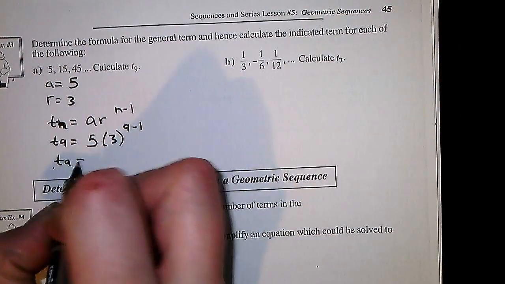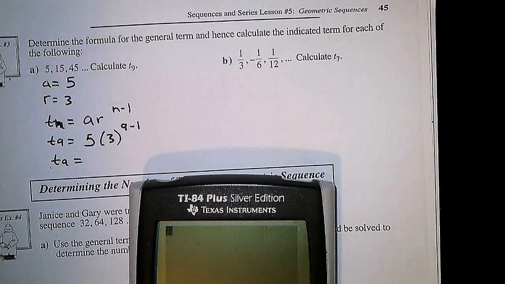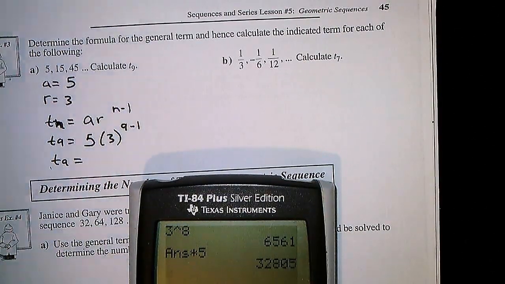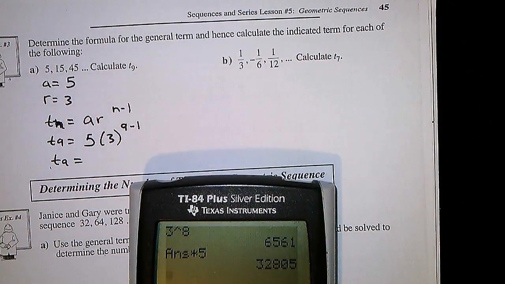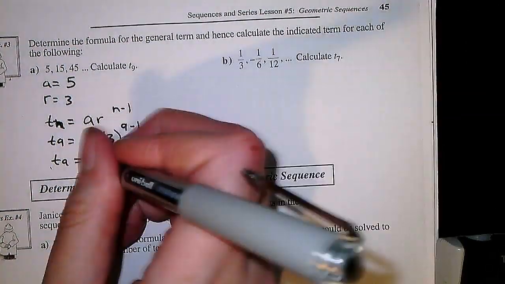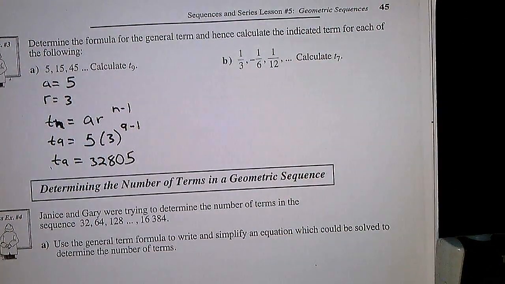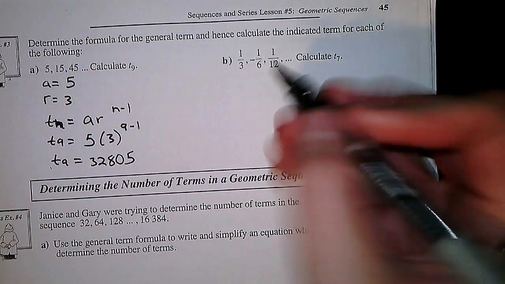So then term 9, we're going to put this in our calculator. We have 3 to the exponent 8 times 5. So that works out to a big number, 32,805. So you can see with a geometric sequence, it really grows fast. Okay, so let's take a look at this next one.